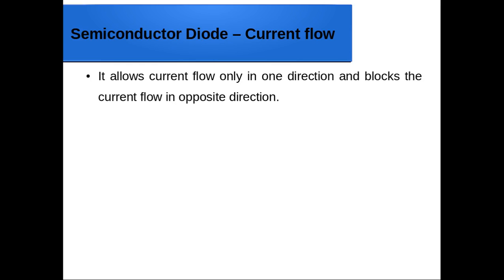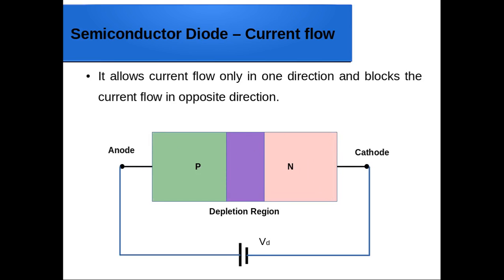The diode has a unique property. It allows current flow only in one direction and blocks the current flow in the opposite direction. So let us consider this particular diagram in which there is a PN junction diode and the depletion region formation has happened. We have already applied an external voltage Vd, but there is no flow of current indicated.